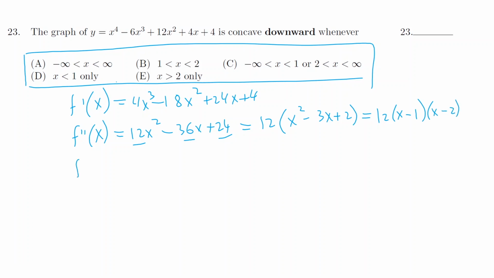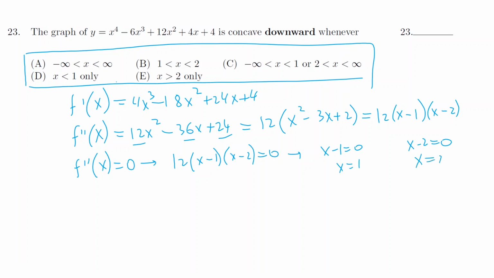Now, if I set the second derivative to 0, I will get the following inflection points. 12 times (x minus 1) times (x minus 2) equals 0. It means that either x minus 1 equals 0 or x minus 2 equals 0. x minus 1 equals 0 means that x equals 1. x minus 2 equals 0 means that x is equal to 2. So these are our two inflection points.